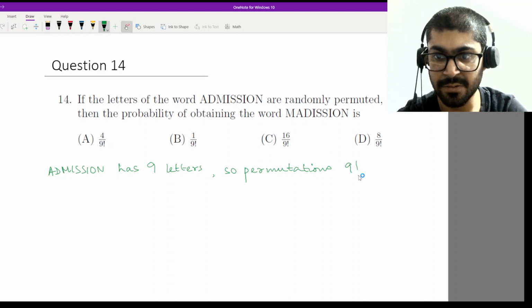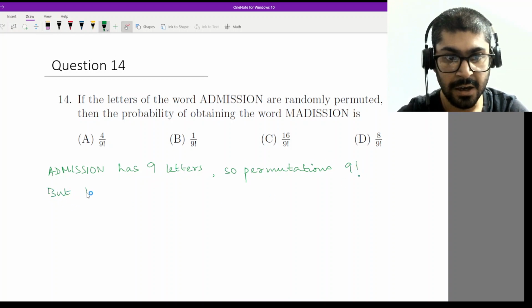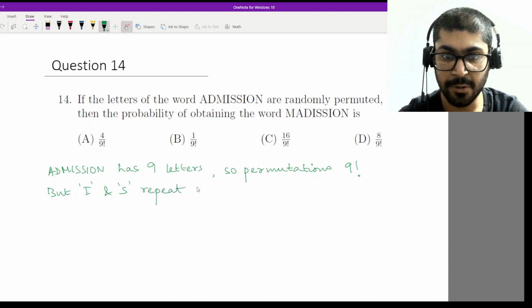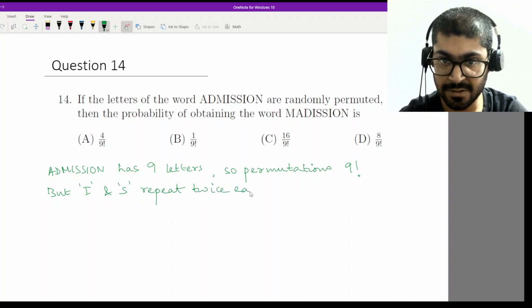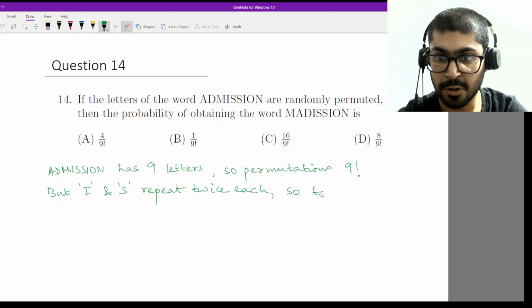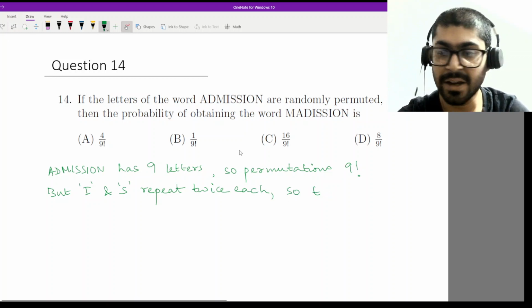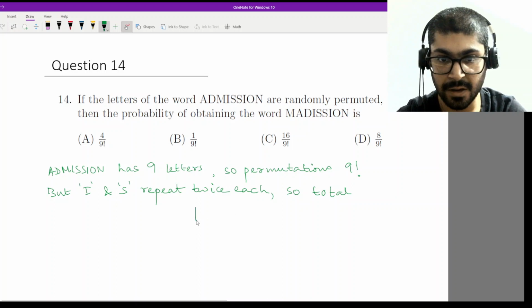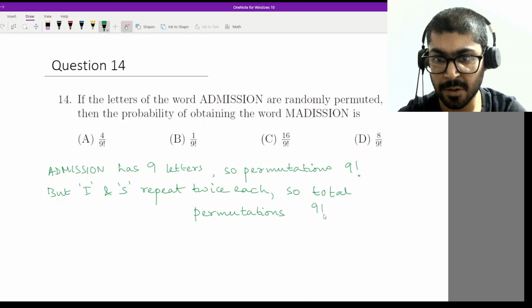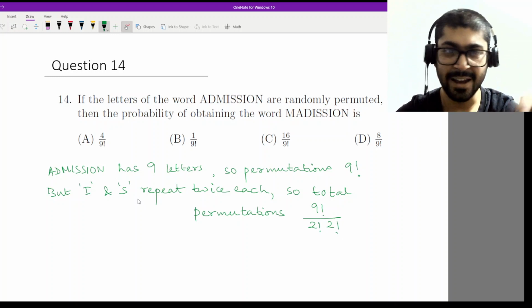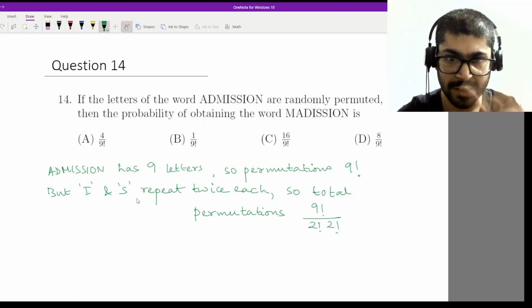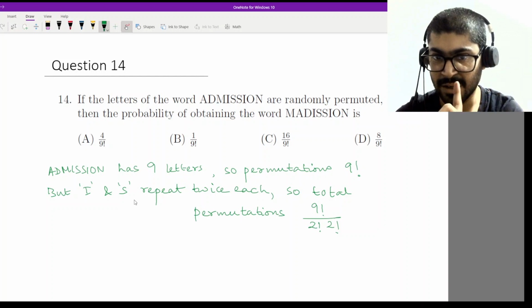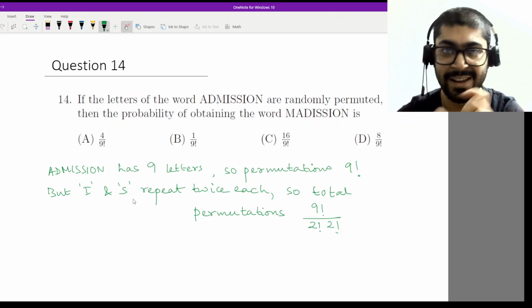Permutations will be 9 factorial, but I and S repeat twice each. So total permutations would then become 9 factorial divided by 2 factorial into 2 factorial, right? So since I and S repeat, now the position of those can be interchanged, right? So the same logic will hold for I as well as S.